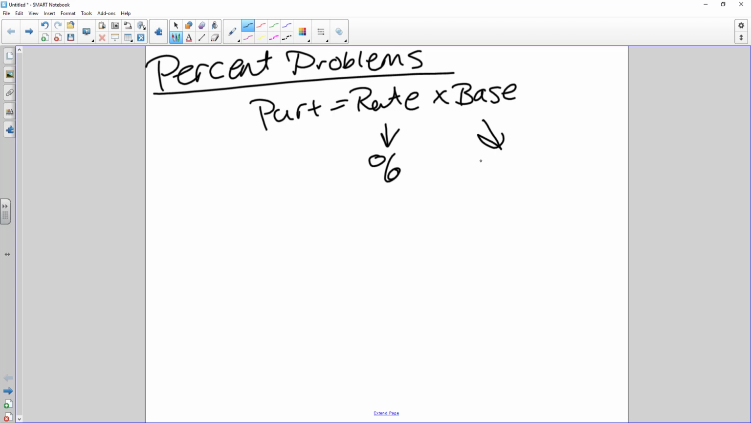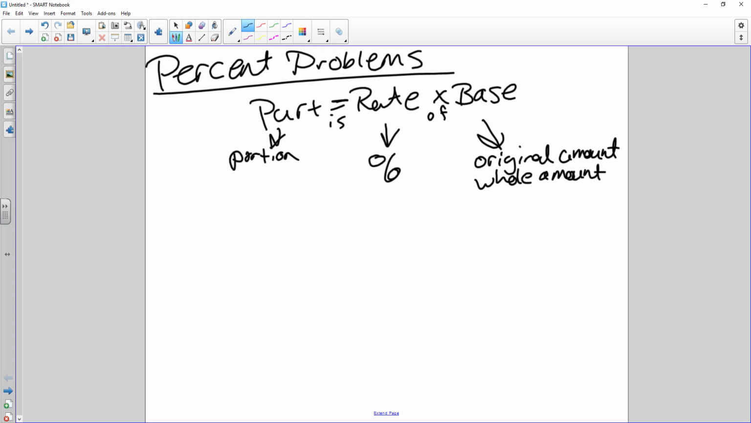The base, we think of this as like the original amount or the whole amount. So the whole amount is the base. We take the percentage of something. Keep in mind too that the word of means multiply. So when we take percentage of something, we get the part. And a word that goes with a lot of times close to the part is "is." So when I take the percentage of the whole amount, the part is kind of like it sounds: part of the whole amount or portion of the whole amount. So let's do an example where each of these is going to be an unknown.